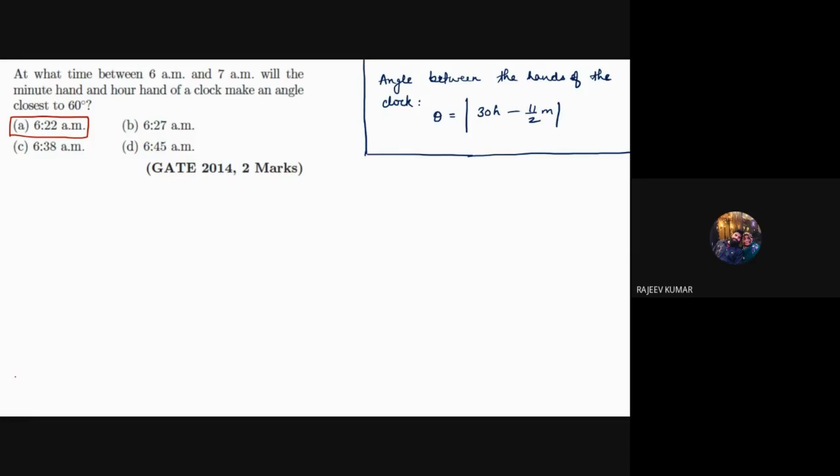Any question, whenever it is about the angle between the hands of the clock, you can solve it directly over here. Now in this case, the angle is given, that is 60 degrees. Let's try to solve this. 60 is going to be equal to 30 into h. Now, what is h and m? h means hours and m means minutes.